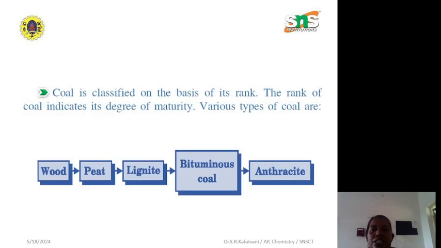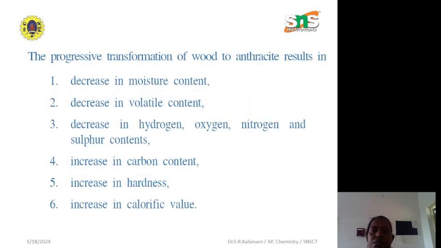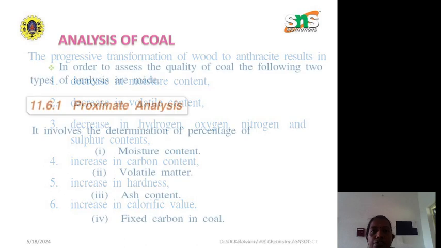So the first stage is wood, then the second stage peat, then lignite, then bituminous coal, then anthracite. This is the conversion of wood into anthracite. This process is known as coalification or metamorphism of coal. The progressive transformation of wood to anthracite results in a decrease in moisture content, volatile content, hydrogen, oxygen, nitrogen and sulfur content, and an increase in carbon content, hardness and calorific value.